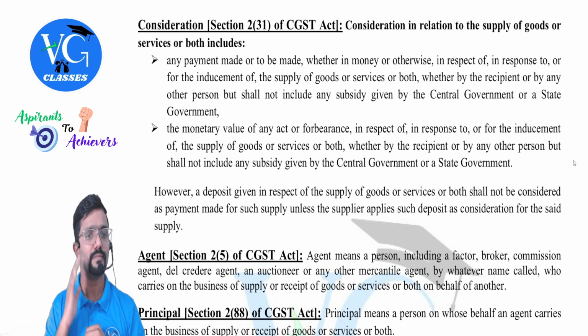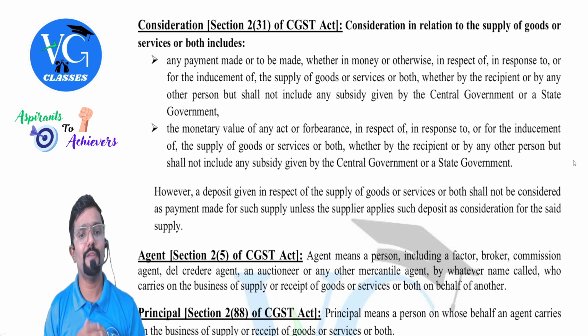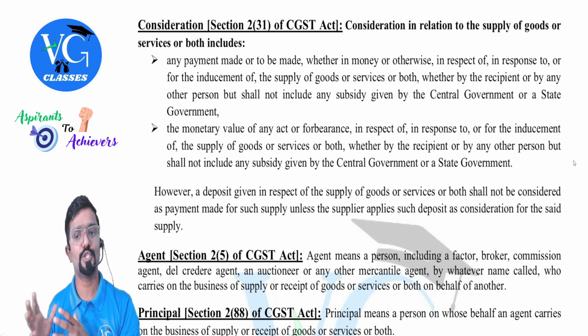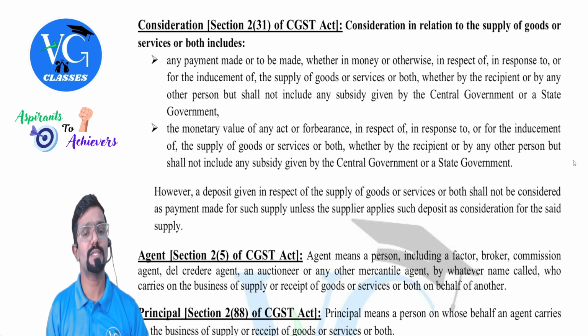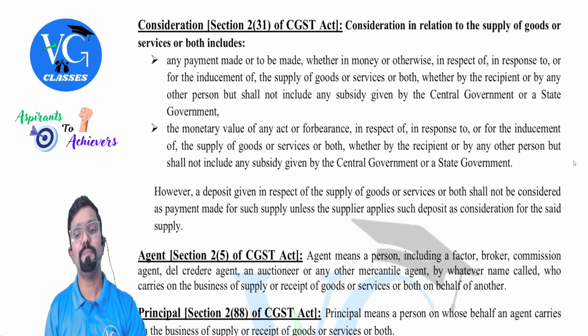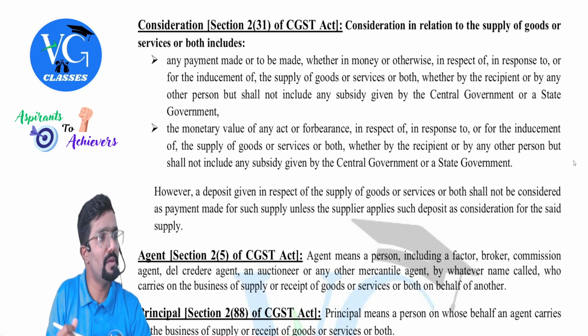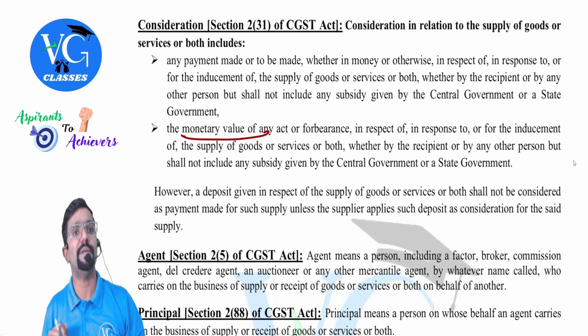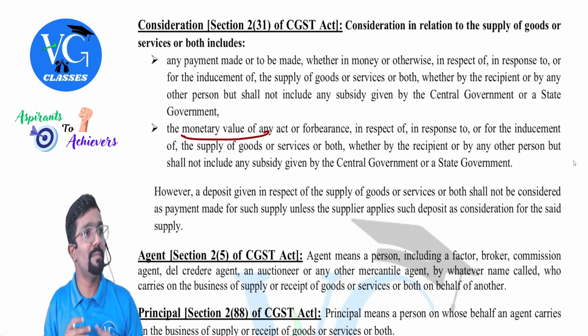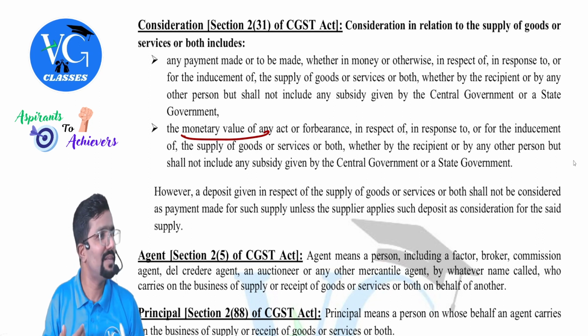No, guys. Next, the monetary value of any act or forbearance in respect of, in response to, or for inducement of the supply of goods or services or both, whether by the recipient or by any other person, but shall not include, again, same story, subsidy given by the central government or state government. Sir, what is it? Any monetary value means you are not giving me money. You are also doing something for me. Sir, what, sir? You are giving some service.